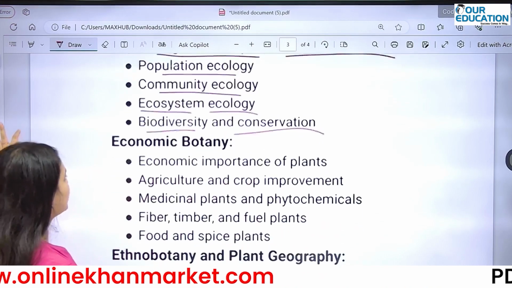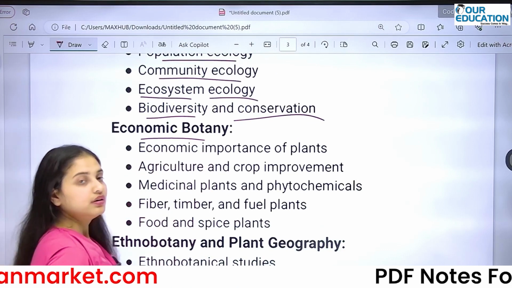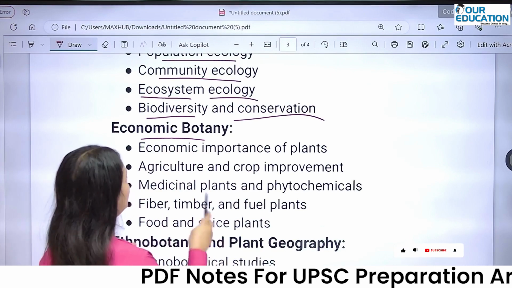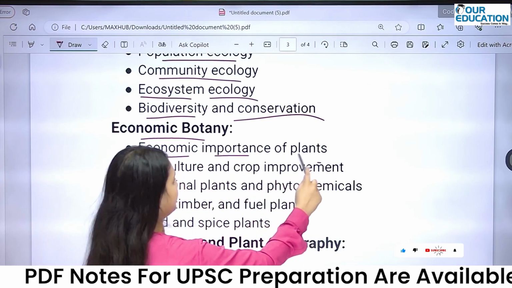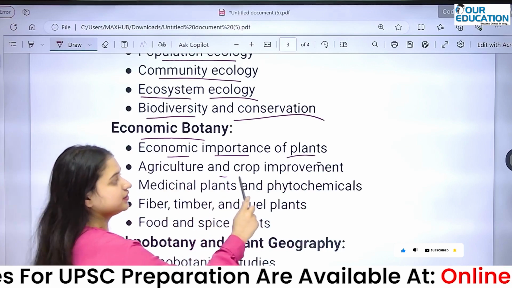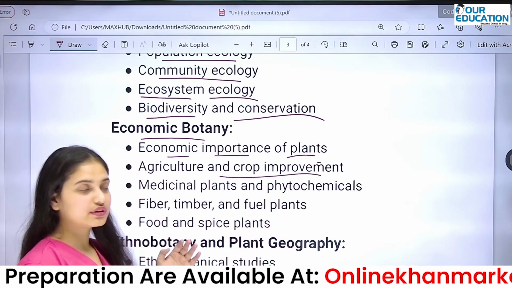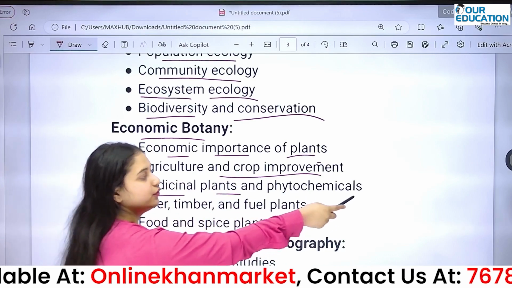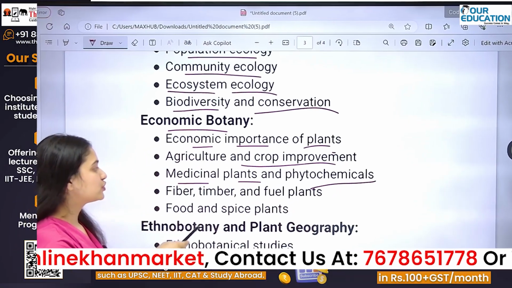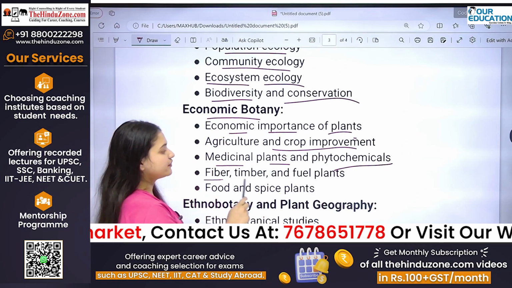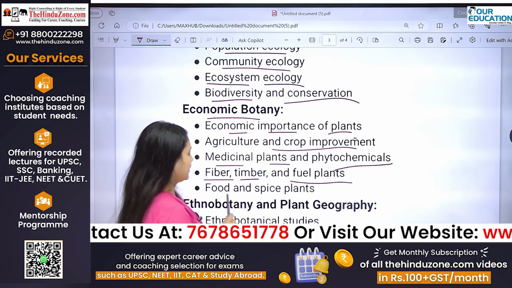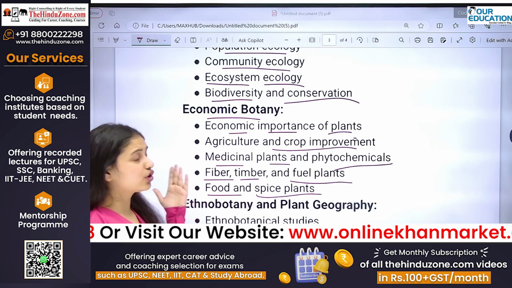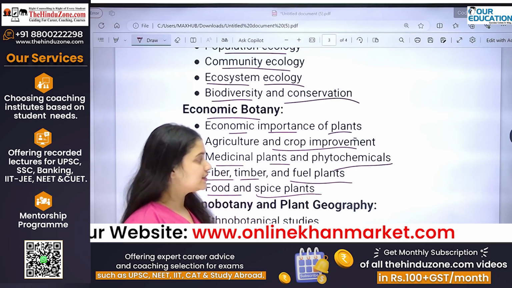Now come to the next point, that is economic botany. What is economic botany? The topic you have to cover in economic botany is economic importance of plants. Second one is agriculture and crop improvement. You have to cover agriculture and crop improvement, medicinal plants and phytochemicals. You should also cover these. Fourth one is fiber, timber and fuel plants. Next is food and spice plants. So in economic botany, you have to cover all these topics.